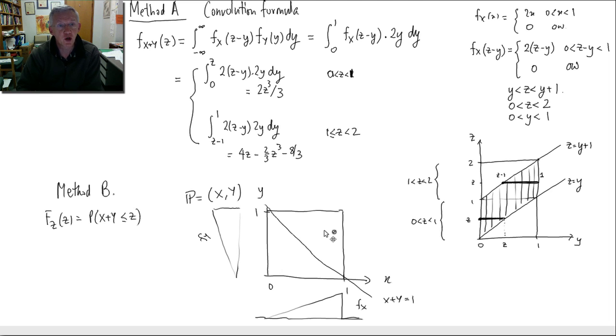So try to solve this problem using method B, the distribution function method, and then come back to the next video in this sequence.